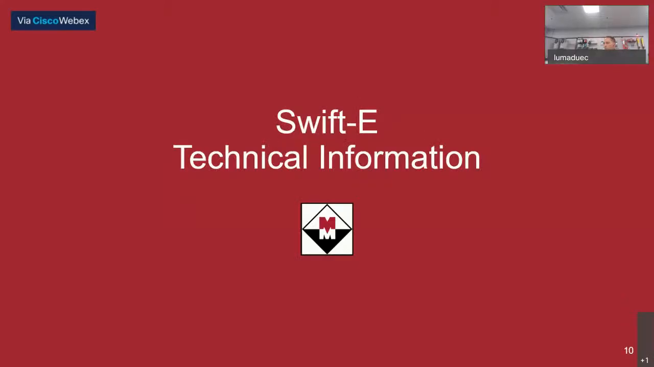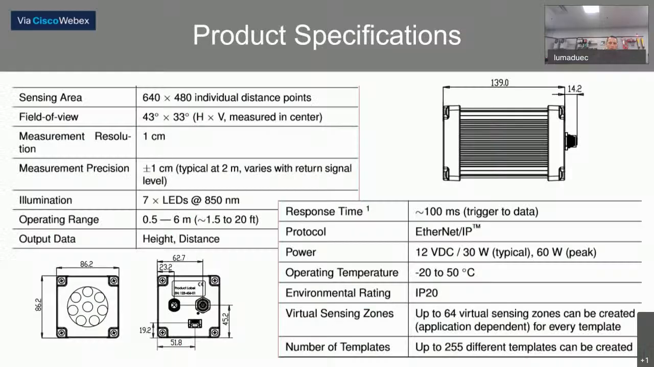Technical information. Some of the key points hit on here. Again, the 640 by 480 gives us over 300,000 individual points. Measurement resolution of 1 centimeter. Operating range 0.5 meter to 6 meter. It's going to output height or distance values. And again, the Ethernet IP protocol.